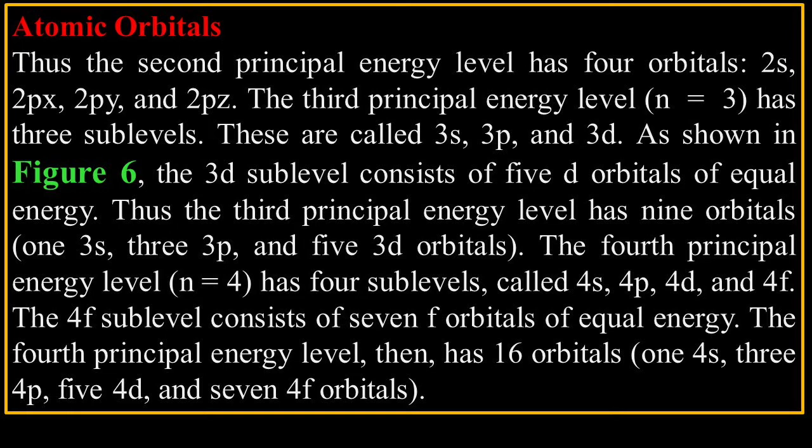The 4th principal energy level, n equals 4, has four sublevels called 4s, 4p, 4d, and 4f. The 4f sublevel consists of 7 f orbitals of equal energy. The fourth principal energy level then has 16 orbitals. Remember, two electrons in each, that's 32. 1 4s, 3 4p, 5 4d, and 7 4f orbitals. So that you'll find familiar based on our discussion of electron configuration. Next.